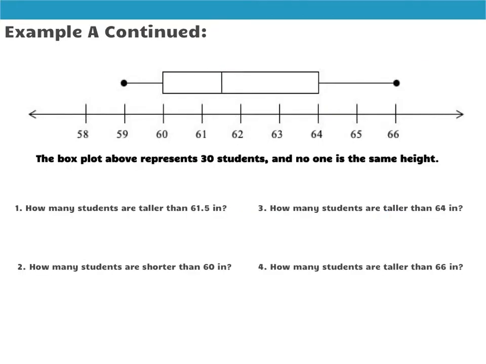Continuing to take a look at this graph, it says the box plot above represents 30 students and no one is the same height. So in our graph here, every data point is going to be different. There won't be two 66s, for example. Everybody's going to be a different height.